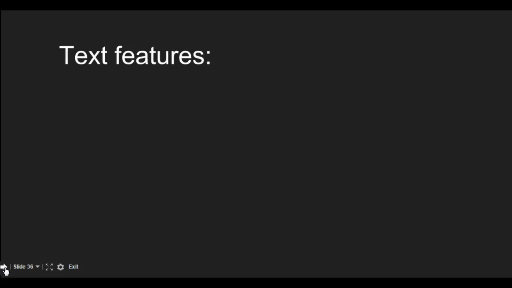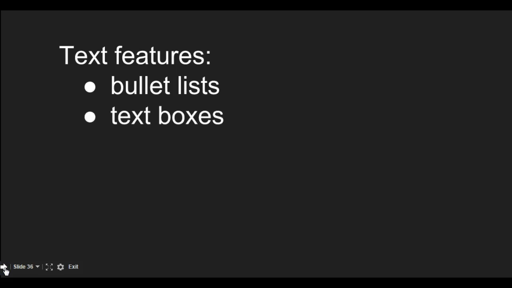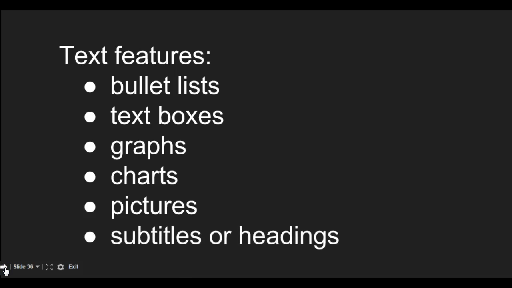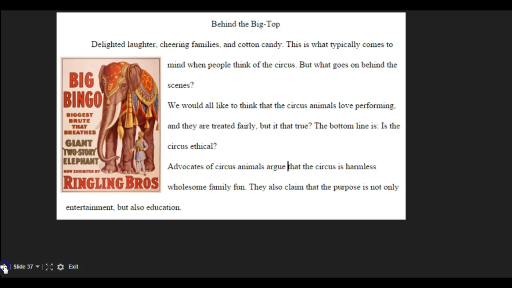Lastly, you'll want to remember text features as part of your paper. So if you revise and you don't have these, you need to revise to include these. That would be bullet lists or text boxes that have a separate related topic that's inserted, graphs, charts, pictures or images, and subtitles or headings. We'll take a quick look at what this would look like.